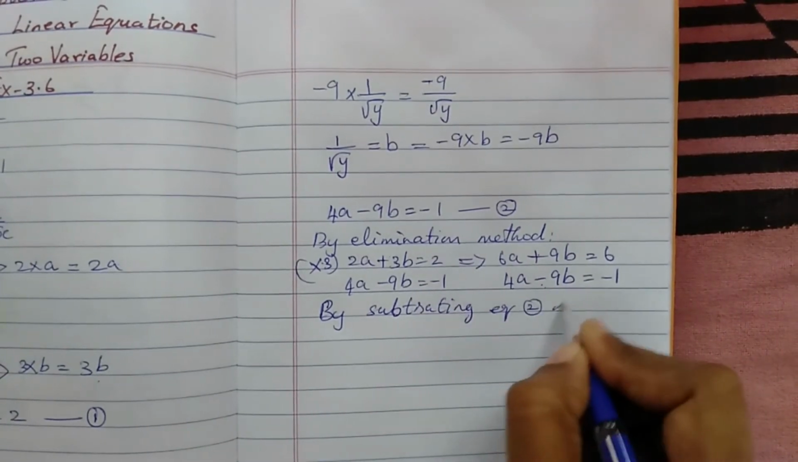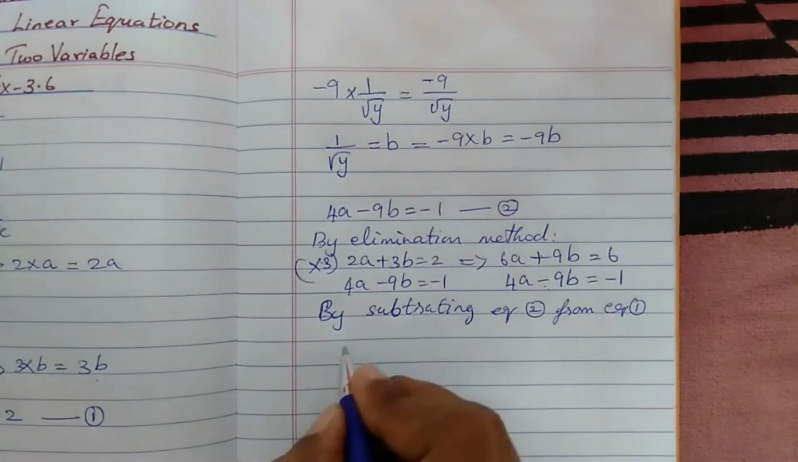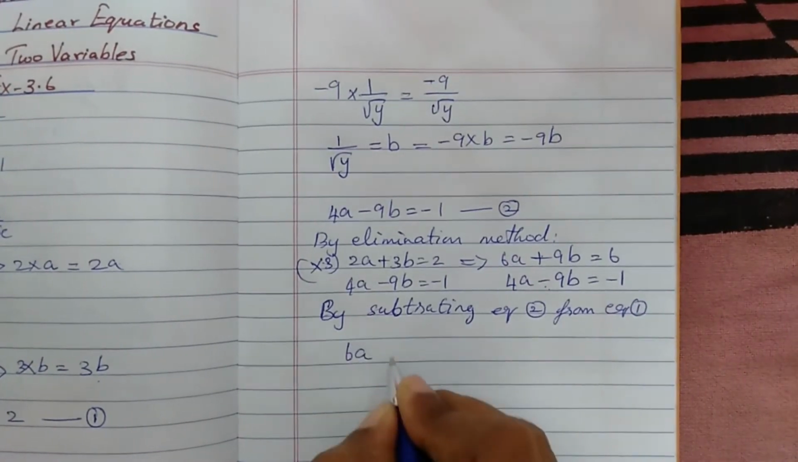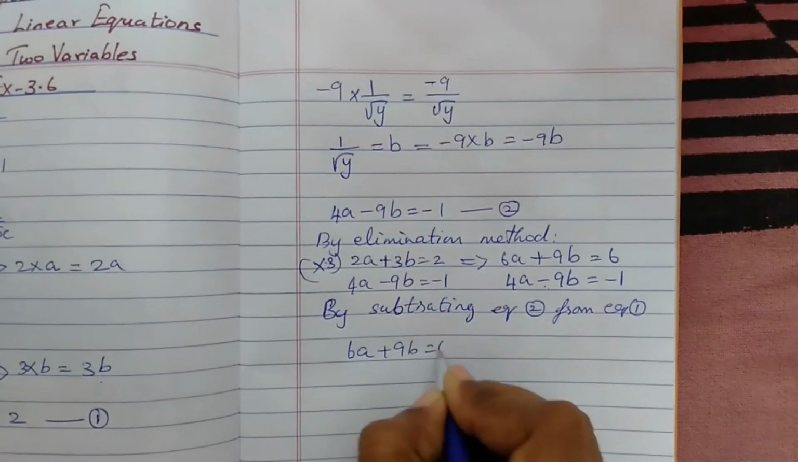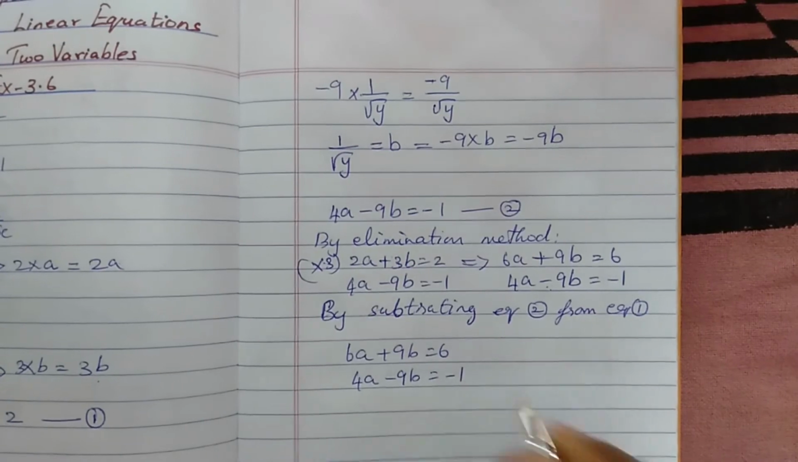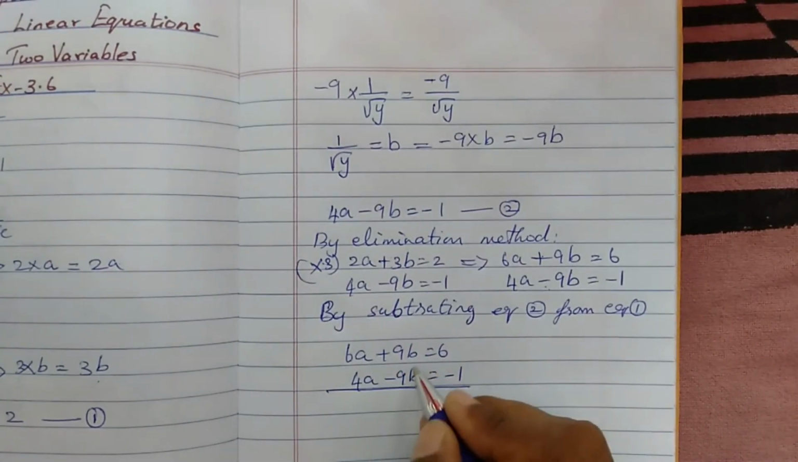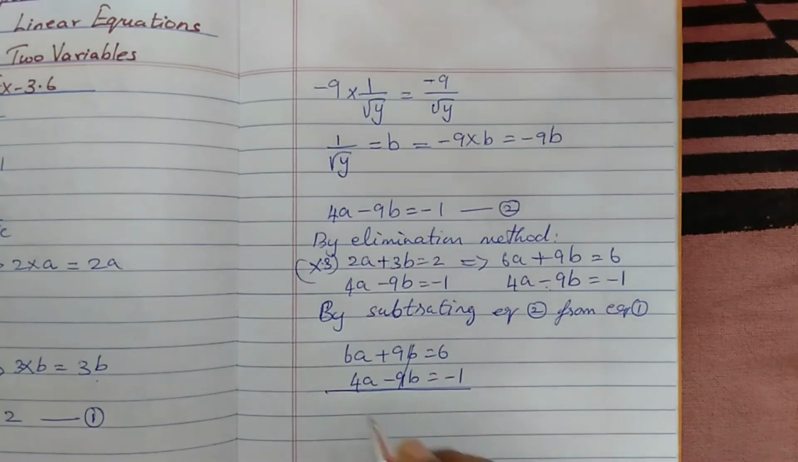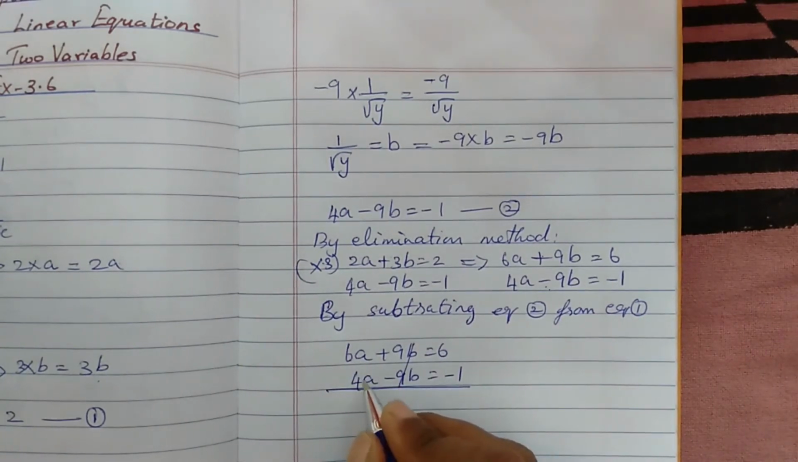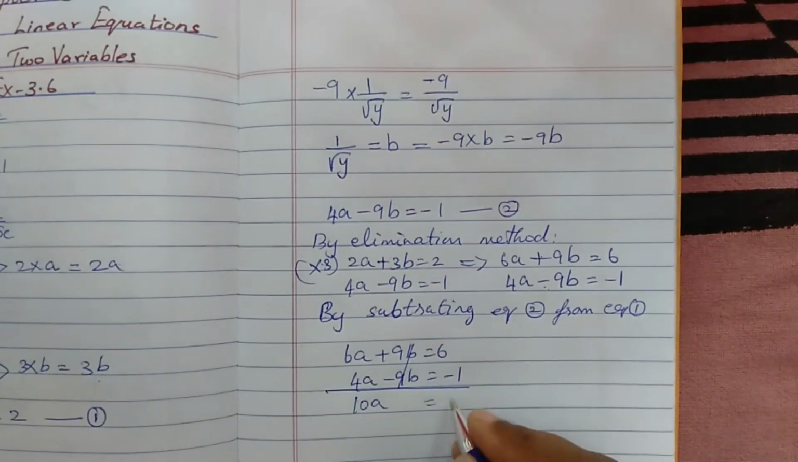equation 2 from equation number 1, let's write the equation 6a plus 9b is equal to 6 and 4a minus 9b is equal to minus 1. So here plus 9b and minus 9b is 0. So this is cancelled. So 6a plus 4a is 10a, and then here 6 minus 1 is 5.